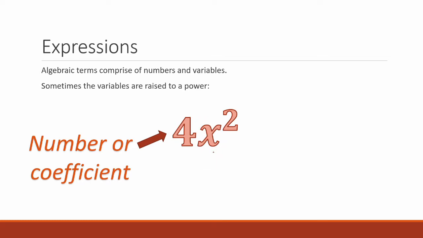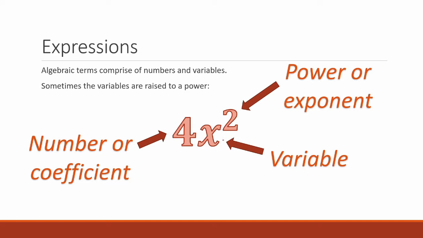This letter itself is called a variable, and a variable is something that can change. So this letter X represents a value, but later on the letter X could represent a different value, and so that's why we call it a variable. And then this little superscript number up here, you've seen those before. They are called a power or an exponent.